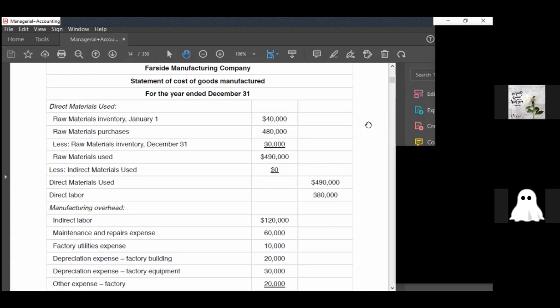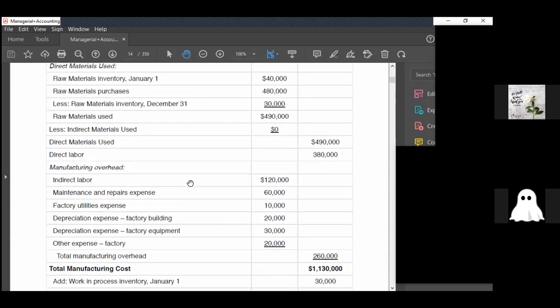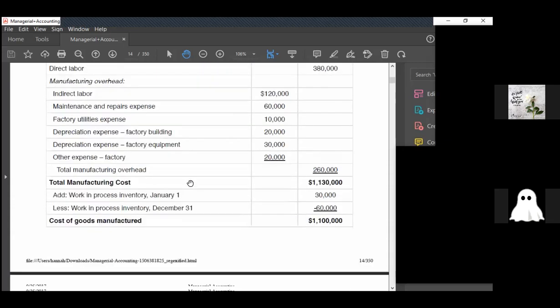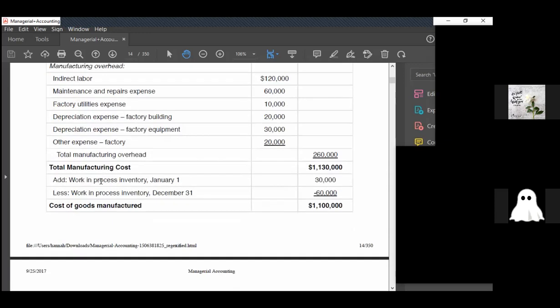So what you have here again and again is the opening inventory, then material purchase minus the closing inventory. That is something that will repeat again for manufacturing costs. That is opening work in progress. And if there is a cost of work in progress for this year, then that will be added and minus the closing cost.